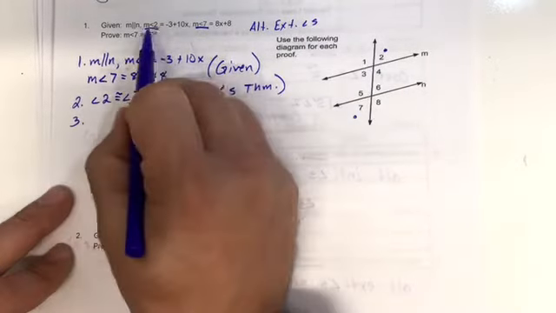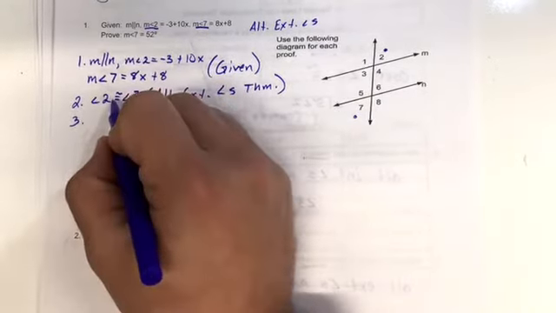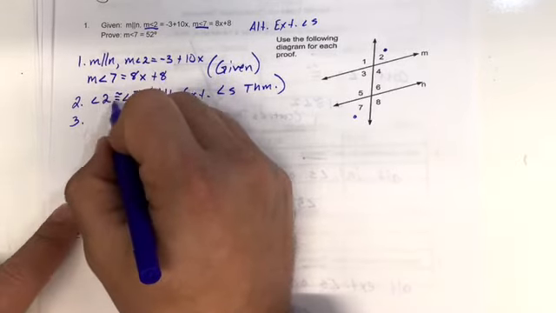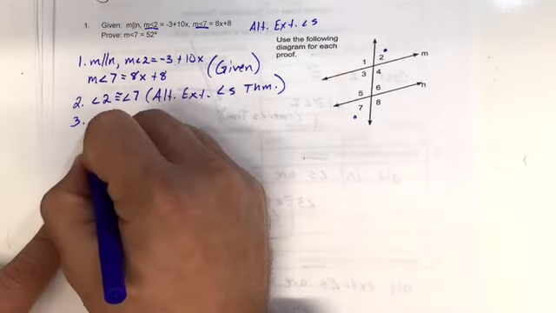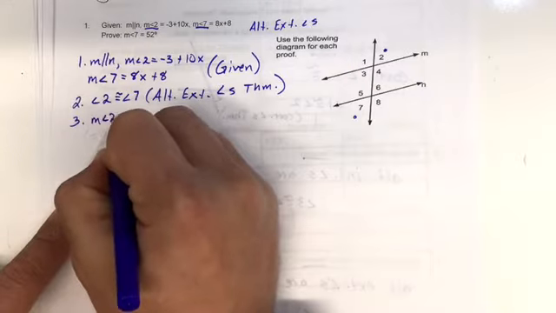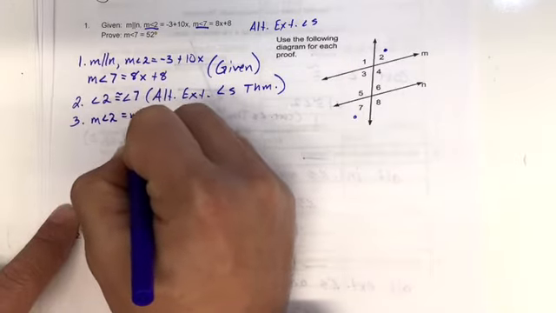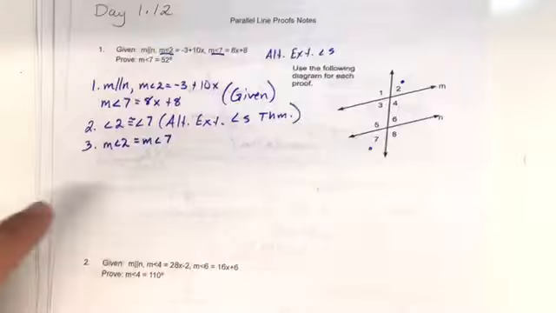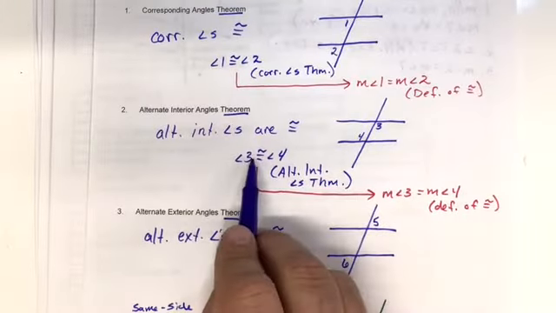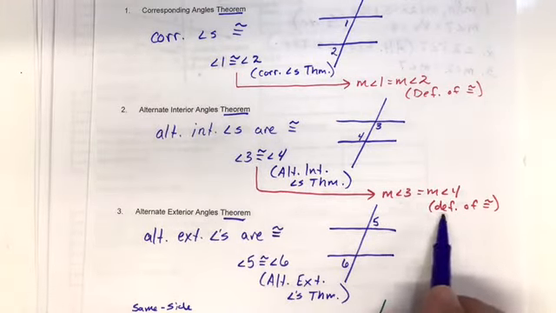Now, in order to talk about their measures, I have to change congruent angles into equal measures. So I change it to measure of angle 2 equals the measure of angle 7. And you'll remember that I said to change from congruent into equals, we use the definition of congruent.